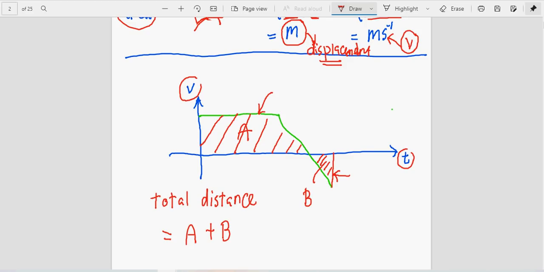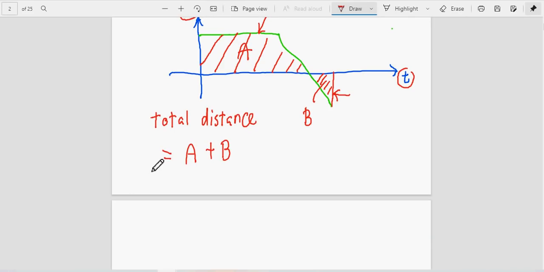But let's say the question asks you to determine displacement, total displacement. So if total displacement, mesti tolak. So this will be A minus B. Faham?